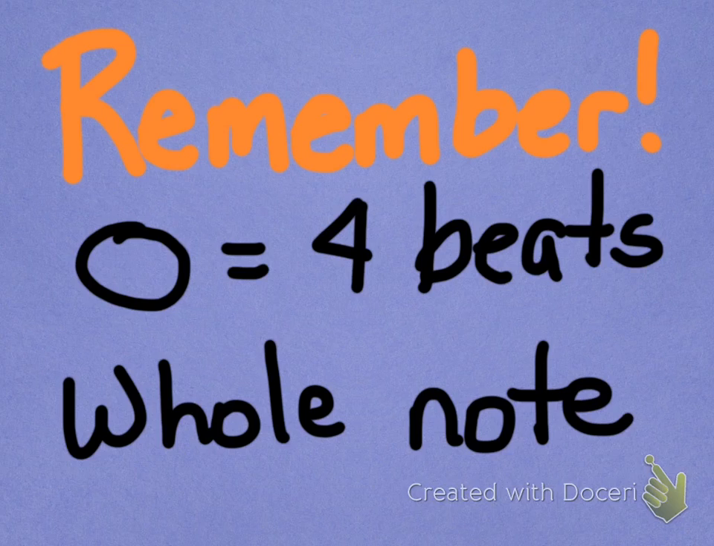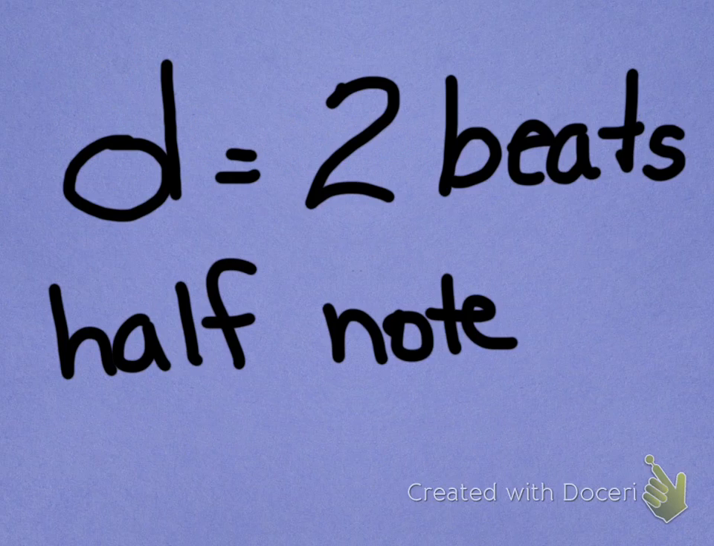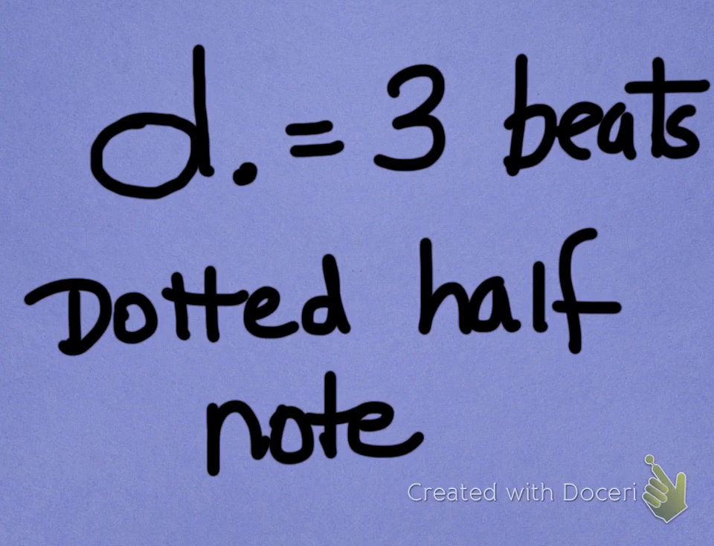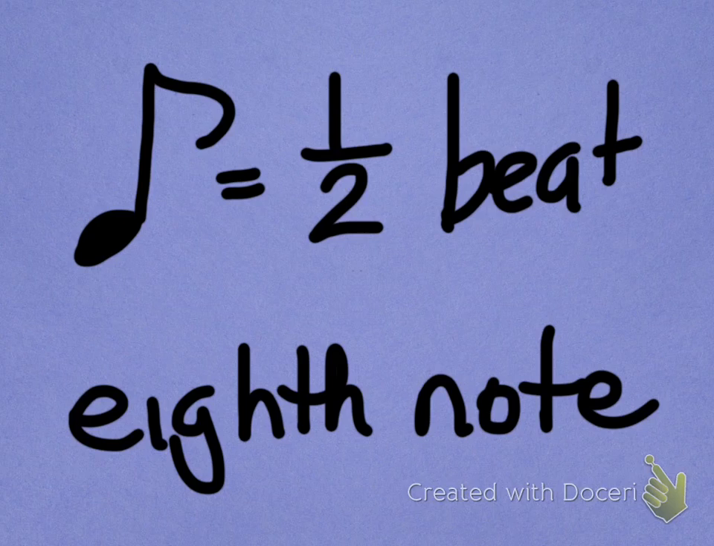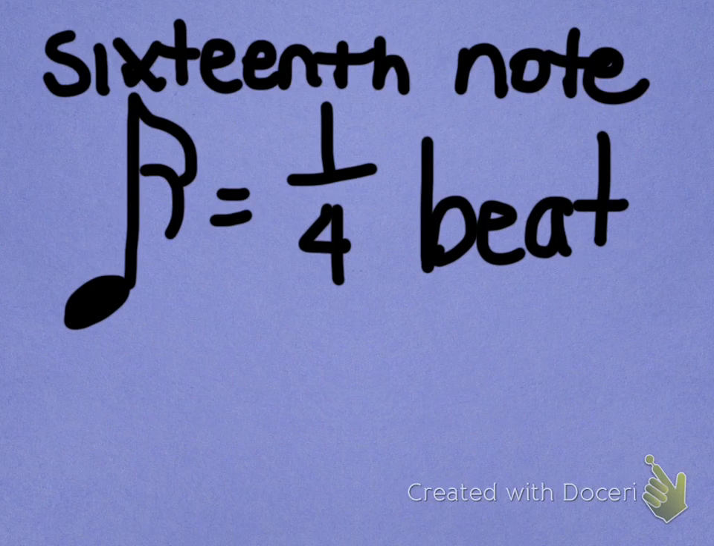Our whole note is 4 beats. A half note is 2 beats. Dotted half note receives 3 beats. Quarter note receives 1 beat. Eighth note receives 1/2 beat. 16th note receives 1/4 of a beat.